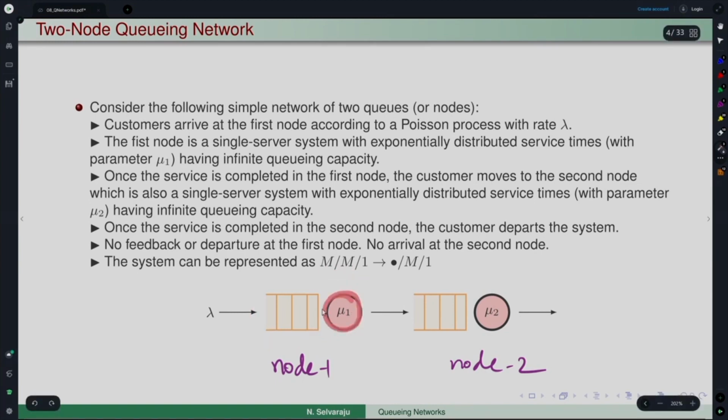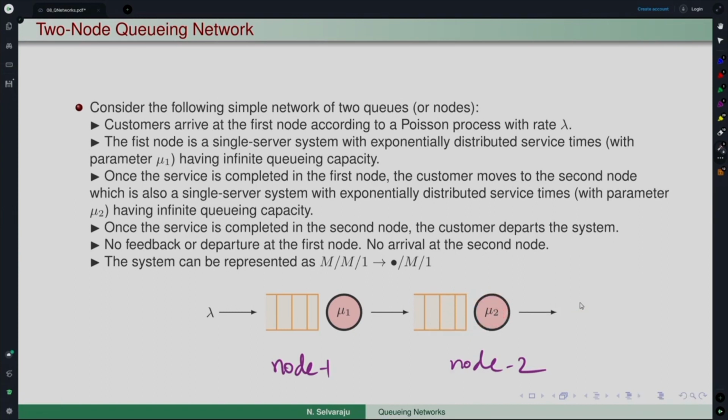Now, once the service is completed in the first node, the customer moves to the second node, which is also a single server system with exponentially distributed service time with parameter mu2, and again the queuing capacity here is infinite. So, this is also an infinite capacity and again the queuing discipline is FCFS. After completing the service at the second node, the customer will leave the system.